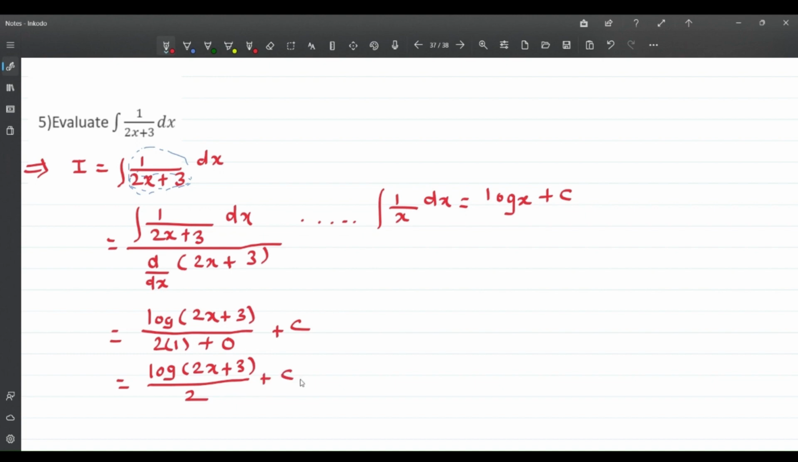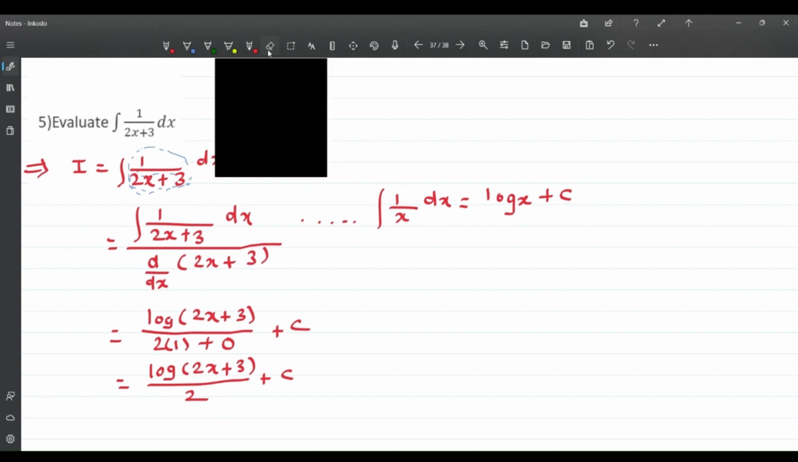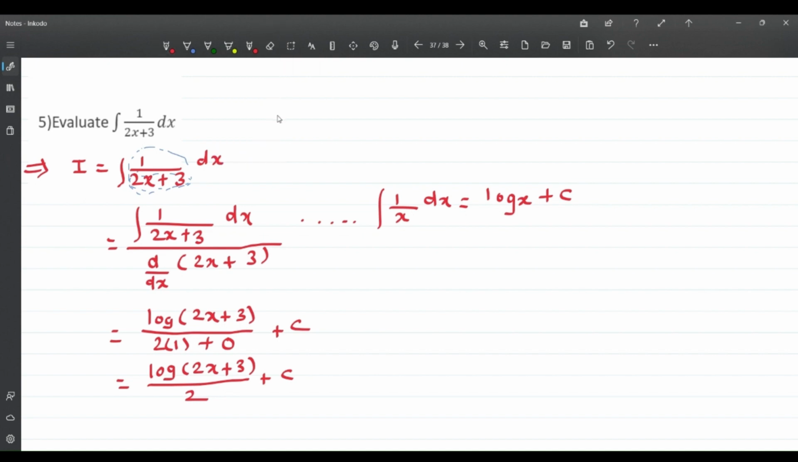This answer will be cross checked by our shortcut, that is log of 2x plus 3 divided by coefficient of x. You can see here coefficient of x is 2. So divide by 2 plus c. Similarly, we can solve some other examples. I will show you here.